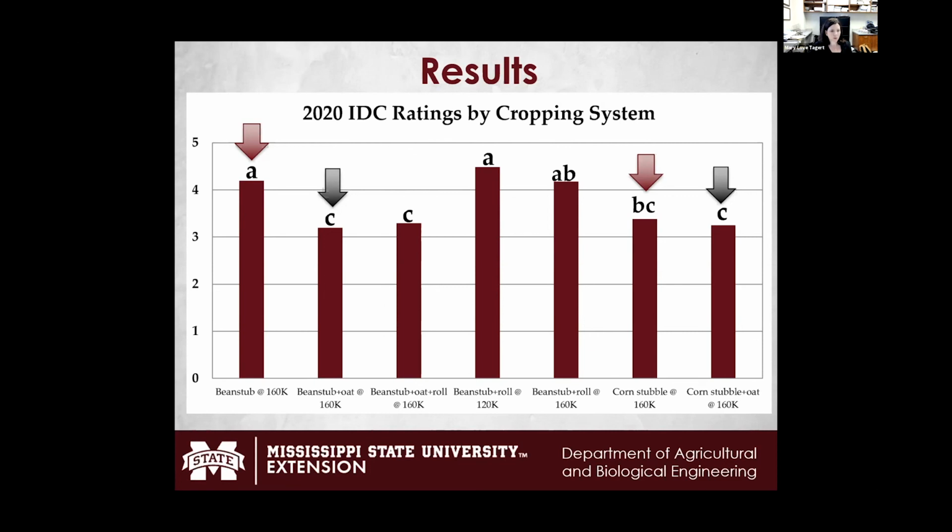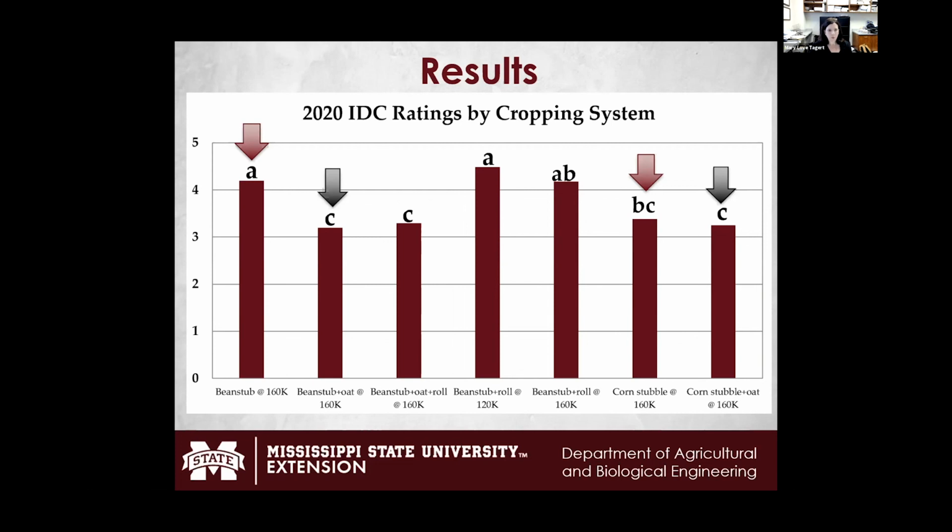So in 2020, you can see that these are the iron deficiency chlorosis ratings, and we see that the corn stubble plots rated a little bit better, and also if you can notice, all the cropping systems that had oats planted seemed to rate a little bit lower. The oat plots were significantly lower than all the other cropping systems.